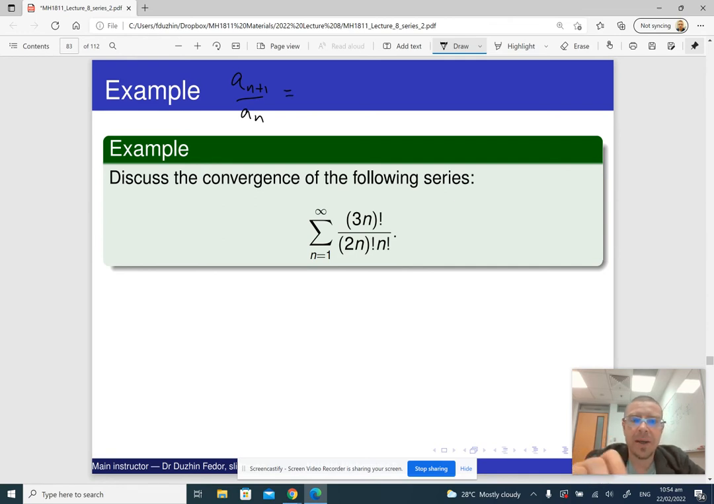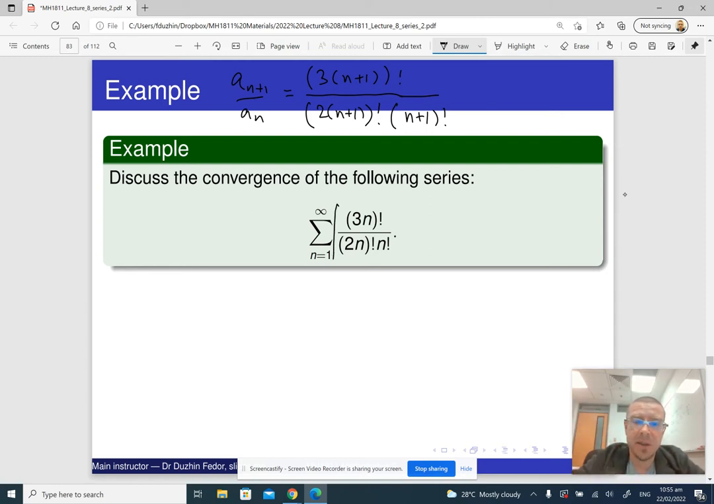And this ratio is, so a_{n+1} is the same thing only with n plus 1 instead of n, right? So it is going to be 3 times n plus 1 factorial divided by 2n plus 1 factorial times n plus 1 factorial. All right, and factorial is the product of all the numbers from 1 until the given one, right? So 3 times n plus 1 factorial is 1 times 2 times 3 and so on times 3n times 3n plus 1 times 3n plus 2 times 3n plus 3. Anyway, so divided by a_n.